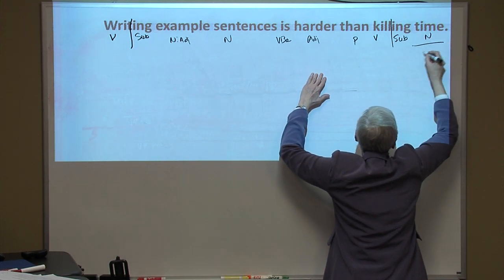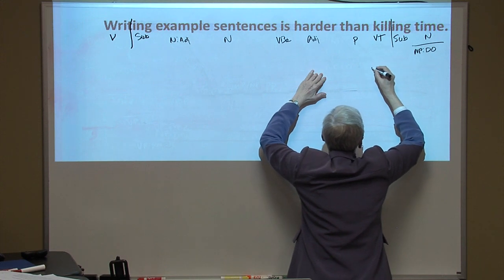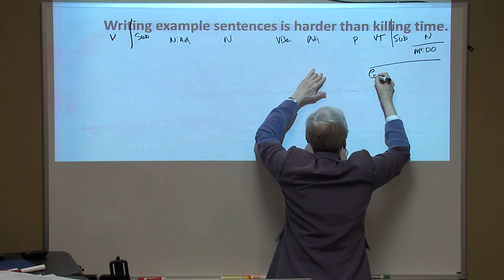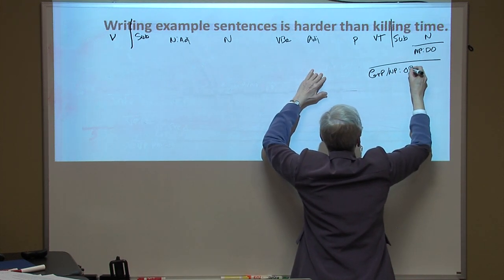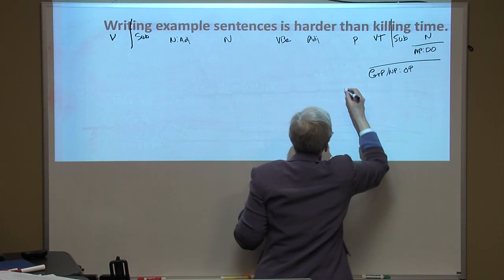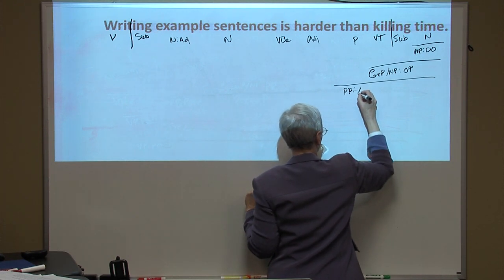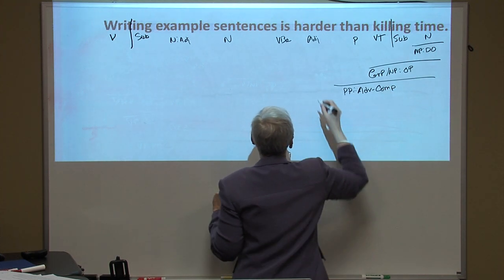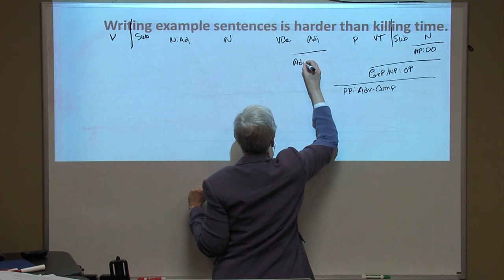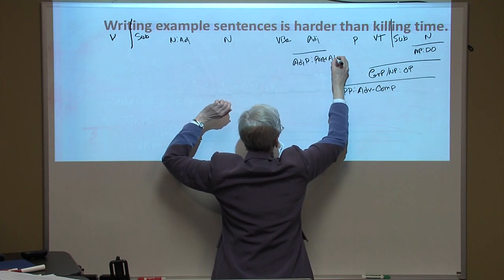Okay, time is a noun phrase functioning as the direct object of the transitive verb killing, which is a gerund. So we have a gerund phrase in a noun phrase slot functioning as the object of the preposition than. Than introduces the prepositional phrase that functions as an adverb of comparison. Harder is an adjective phrase. It follows a be verb, so it functions as a predicate adjective.